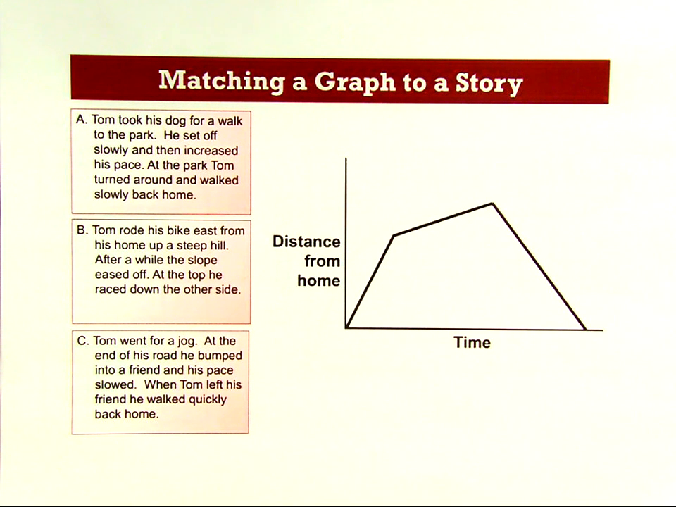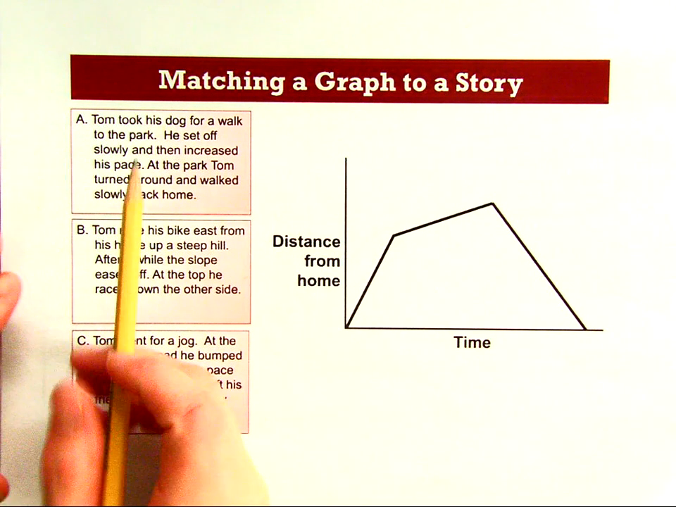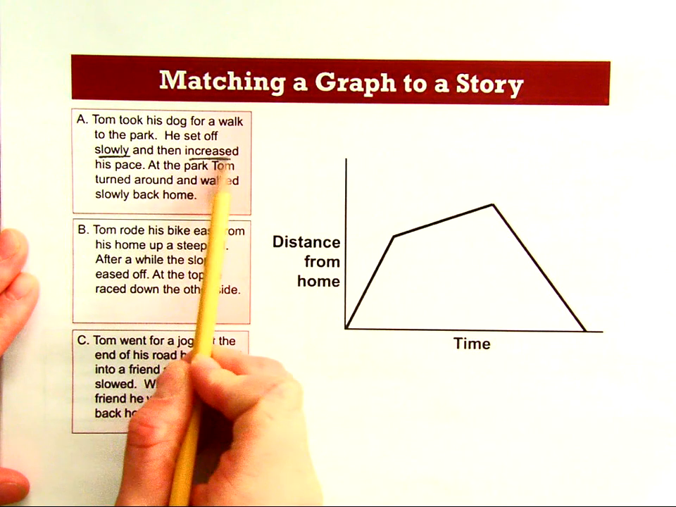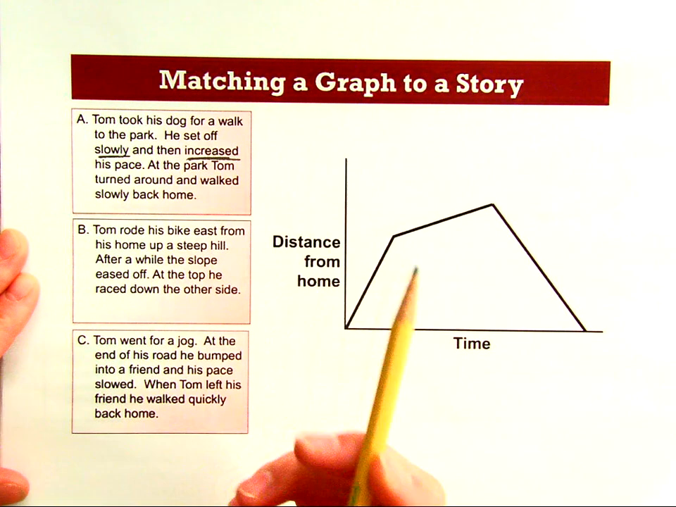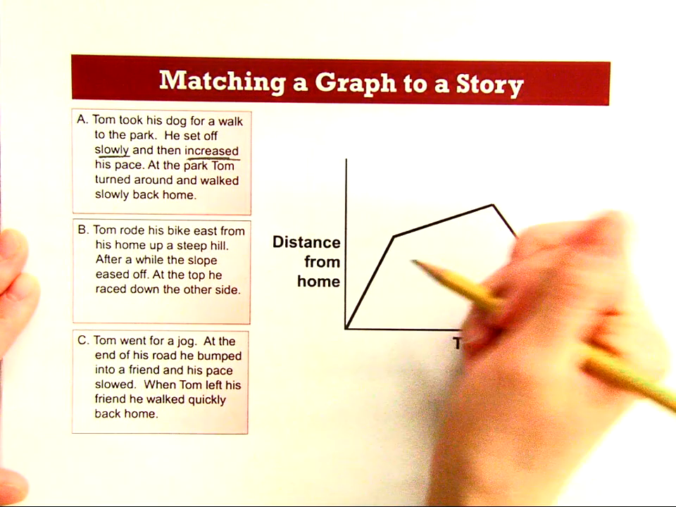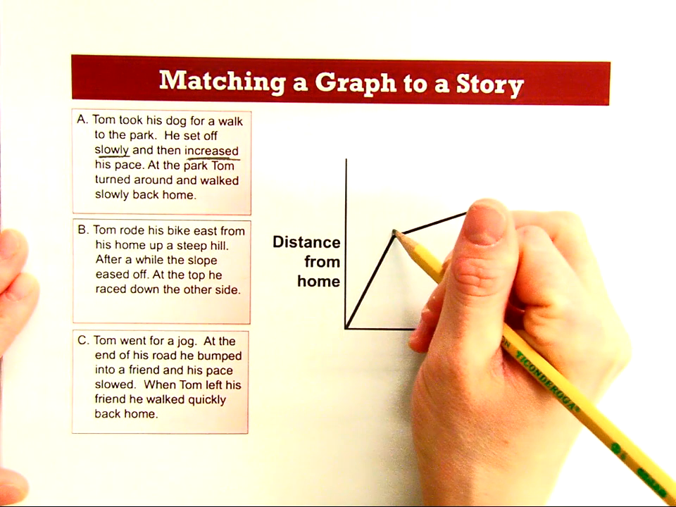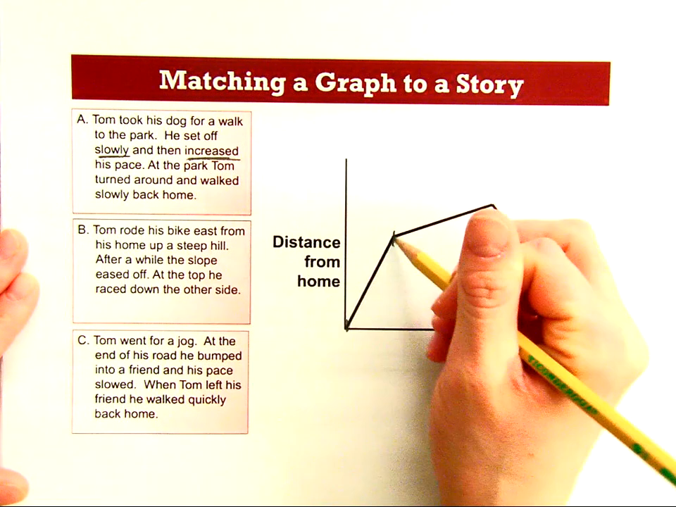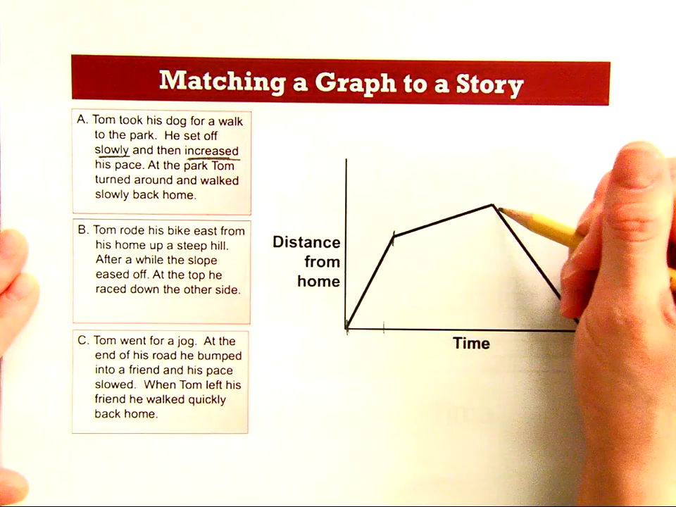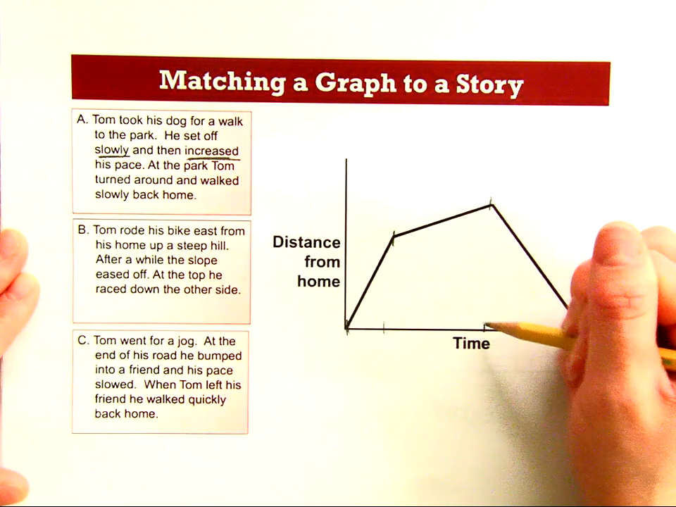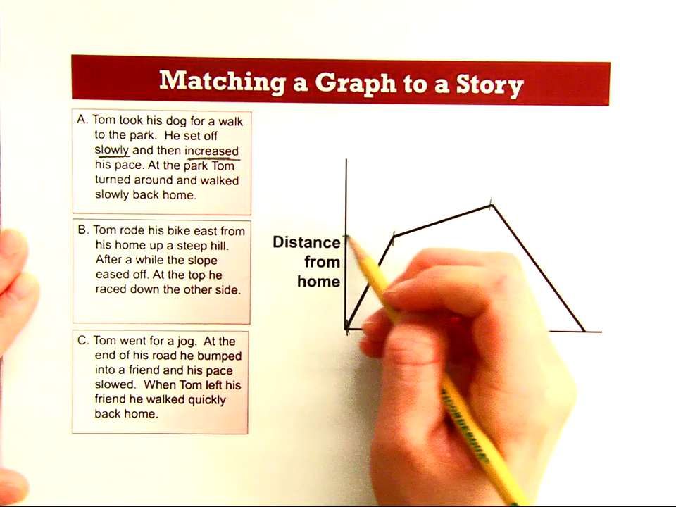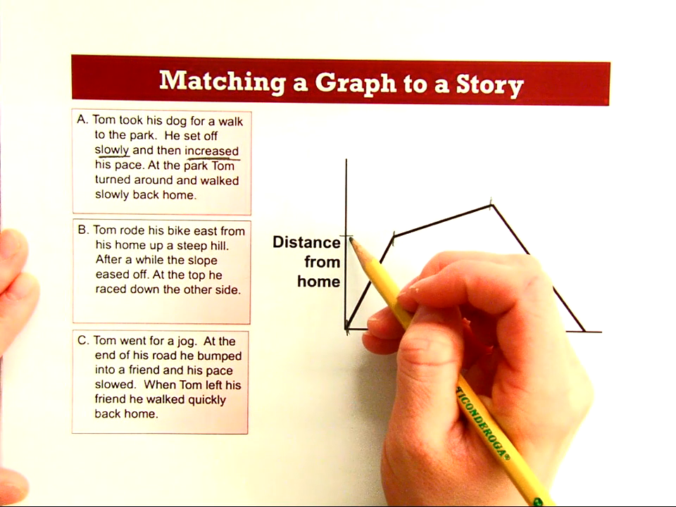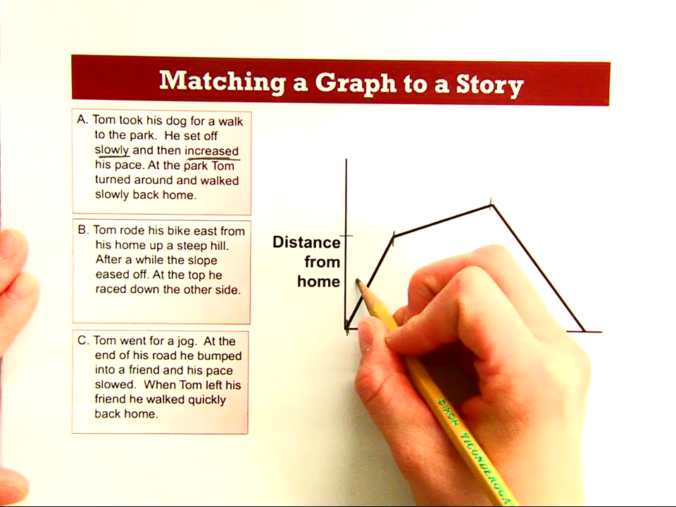Okay, so if we read through our options here, option A says Tom took his dog for a walk to the park. It set off slowly, then increased. So this is one of the things I'm paying attention to, is that speed. And then I analyze my graph here. So this first part of the graph, if I look at this chunk, in a little bit of time, so a second chunk, there's a lot more time. So in a little bit of time, I cover quite a bit of distance, which makes me think that this is a fast speed.